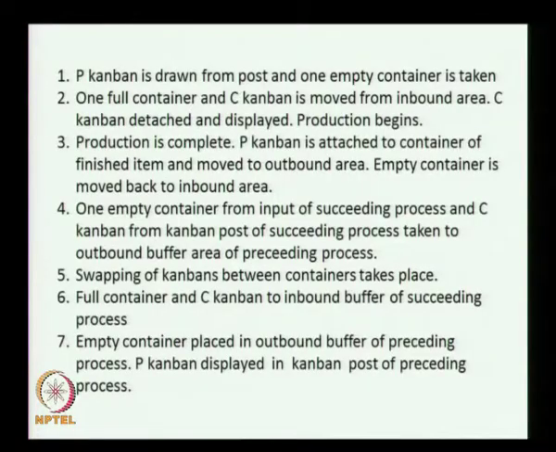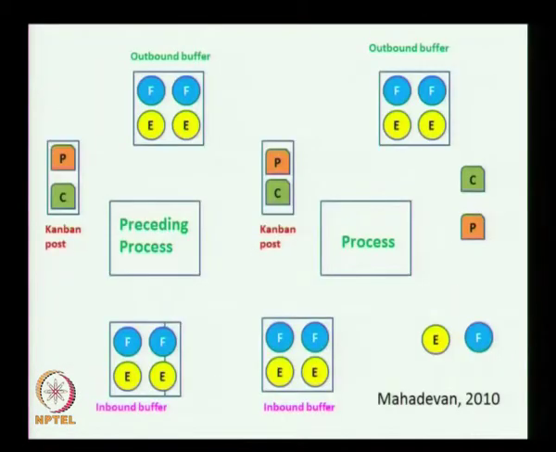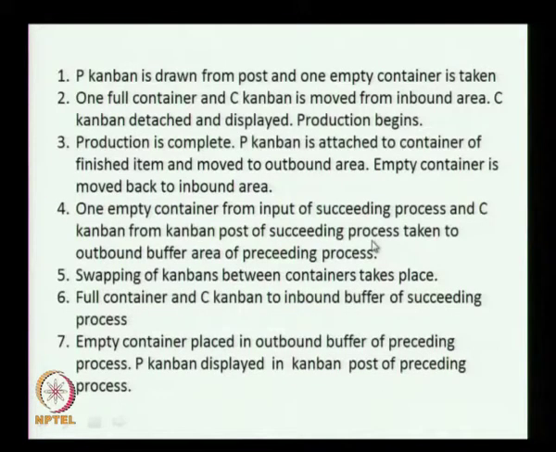The next thing that we see is the Kanban system. We did spend some time on understanding the Kanban system, and what I will do now is try to explain how the typical Kanban system works. This is a schematic representation, and I have also given the reference here. Let us assume that we have a process or a machine here, and a preceding process which is also here. Now let us assume that we have to initiate production in this process. So a P Kanban is drawn from the post and one empty container is taken from the outbound.